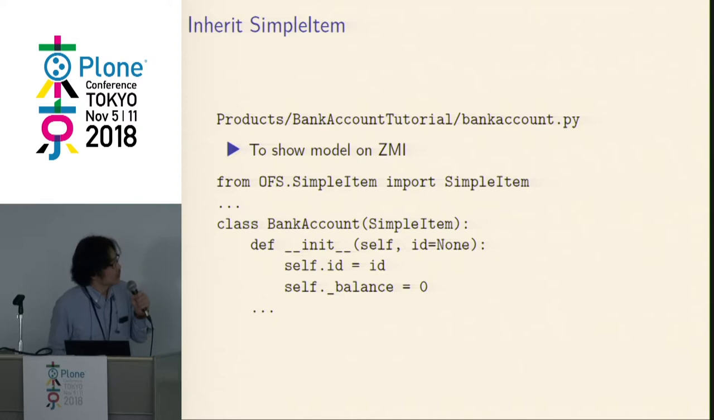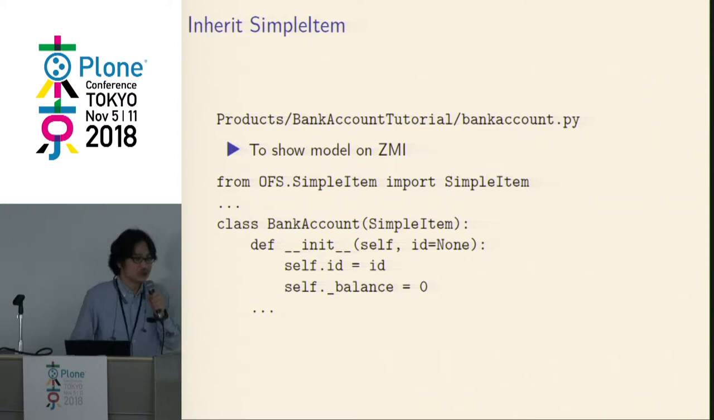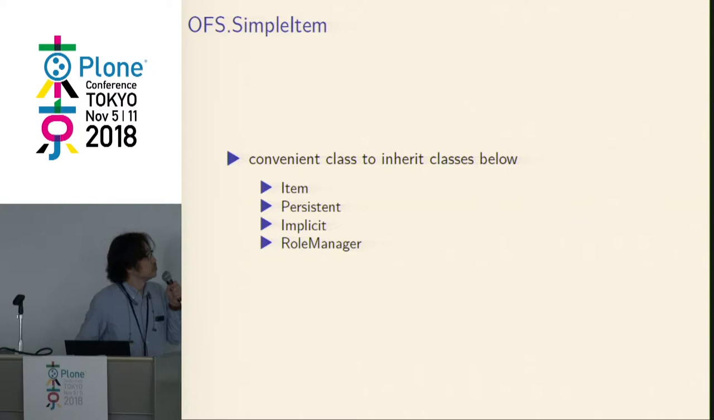Zope shows the model on the ZMI. Inherit SimpleItem, and SimpleItem requires an id attribute. SimpleItem is in the OFS package. This is a convenient class to inherit, which combines Item, Persistent, Implicit, and RoleManager. Studying this in Zope, these classes are difficult.